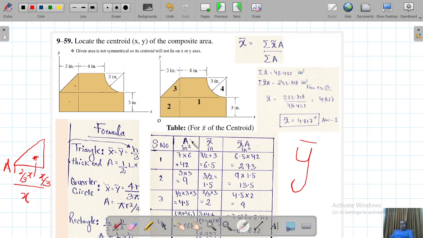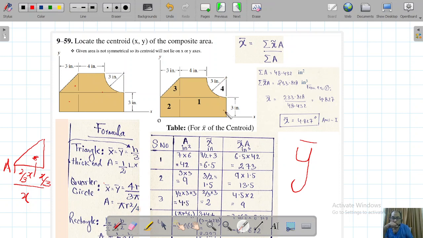So let us start with segment 1. Where is segment 1? This is segment 1, shown to you over here. For this segment 1, we will assume the length is 4 plus 3, which is 7 inch, and the height is 3 plus 3, so it means 6 inch. It means 7 into 6. Okay, so this is the height.